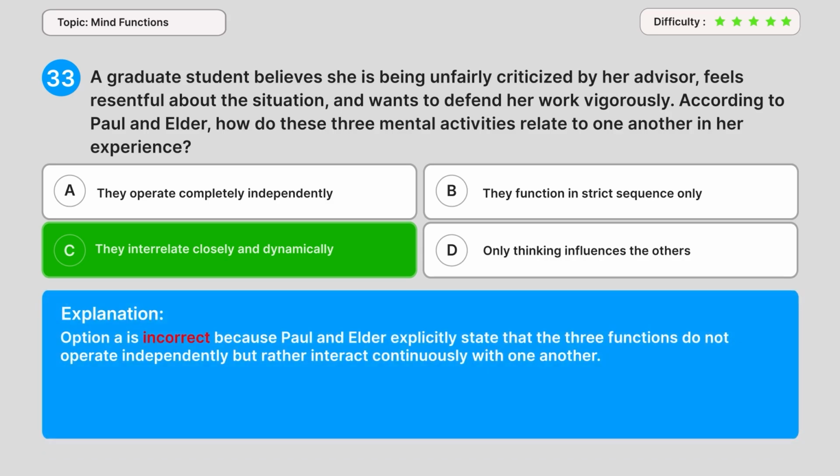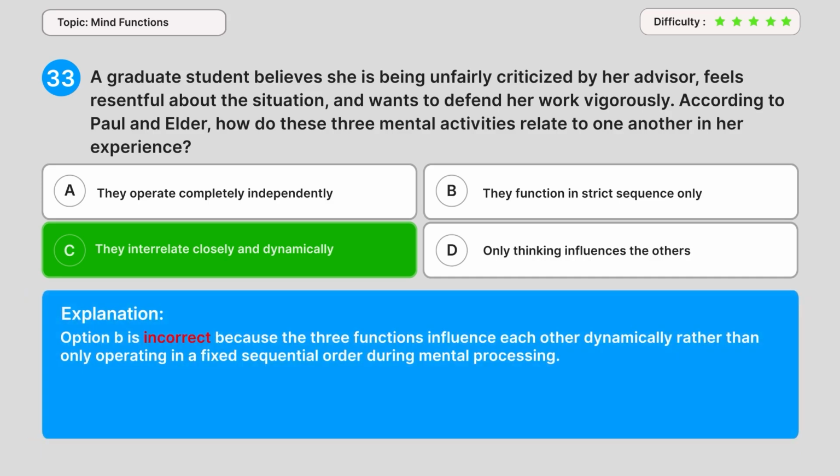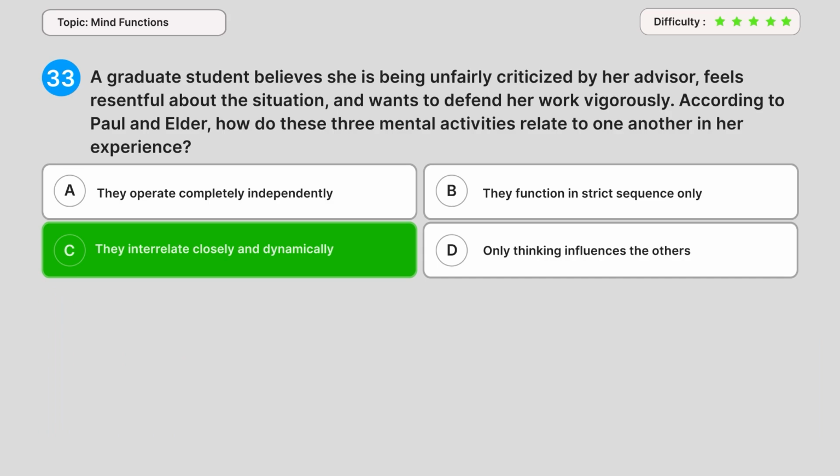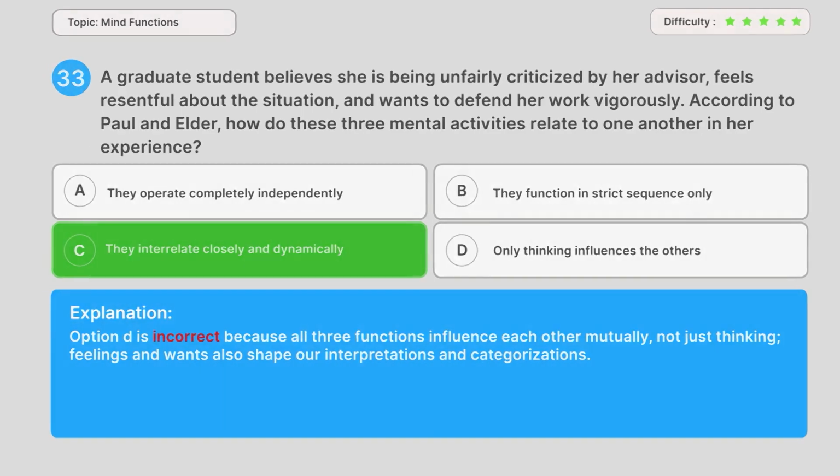Option A is incorrect because Paul and Elder explicitly state that the three functions do not operate independently, but rather interact continuously with one another. Option B is incorrect because the three functions influence each other dynamically, rather than only operating in a fixed sequential order during mental processing. Option D is incorrect because all three functions influence each other mutually, not just thinking. Feelings and wants also shape our interpretations and categorizations.